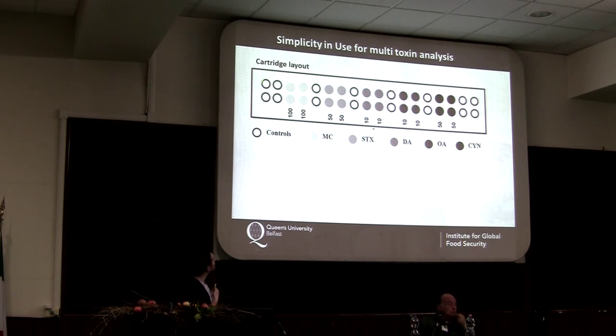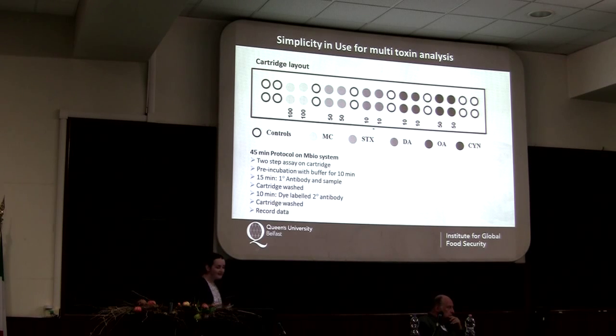So these were controls, and then we put our microcystin spots, our saxitoxin spots, domoic acid, okadaic acid, and cylindrospermopsin. And these are the different concentrations of protein that were optimized for the array.